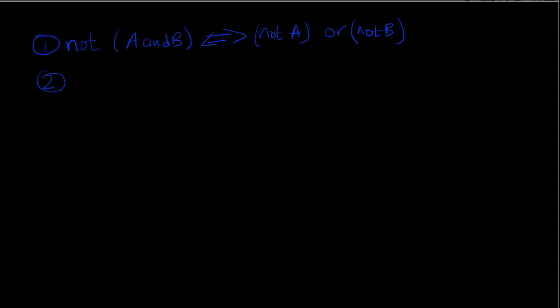I want to show that the following logical equivalences are fulfilled. So this is from De Morgan's law. We have not (A and B) if and only if not A or not B. Okay, so that's going to be the first one. And the second equivalence will have not (A or B) if and only if not A and not B.